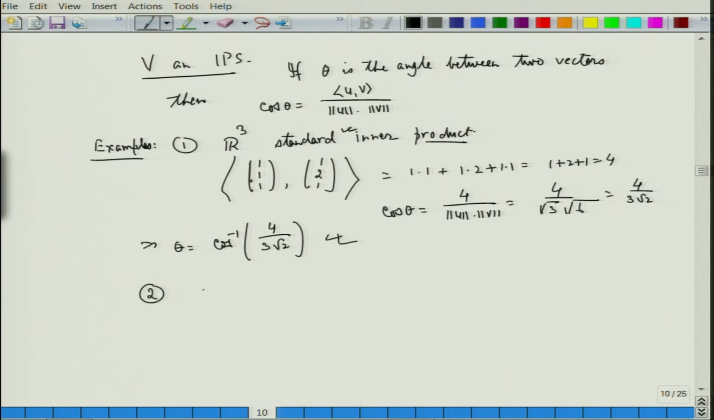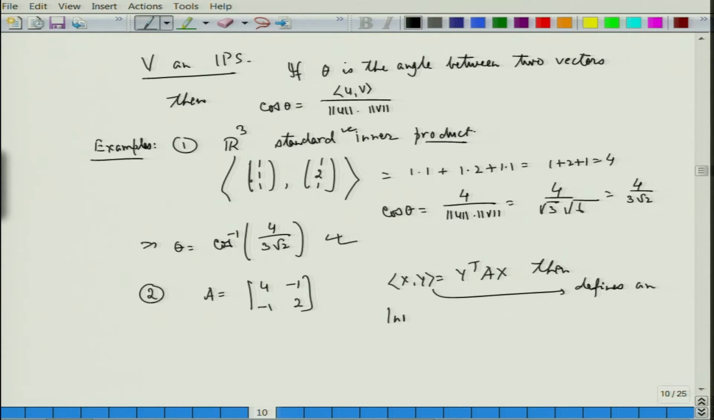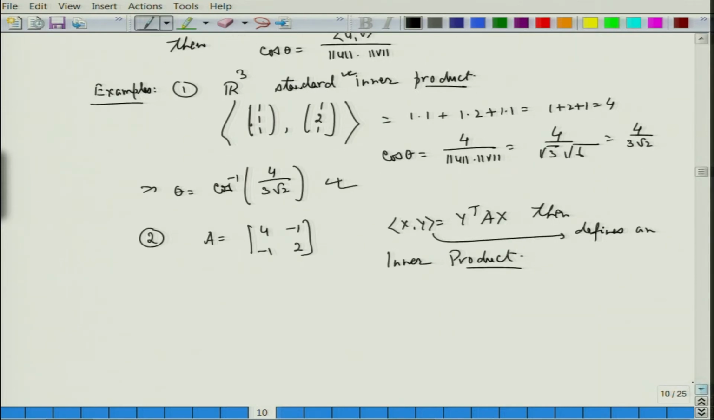So I think I had taken matrix A in R2 as 4, minus 1, minus 1, 2. With this we had that if I define the inner product of x and y as y transpose Ax, then this defines an inner product. We had done that part. Fine. So under this, let us compute the angle between some vectors.